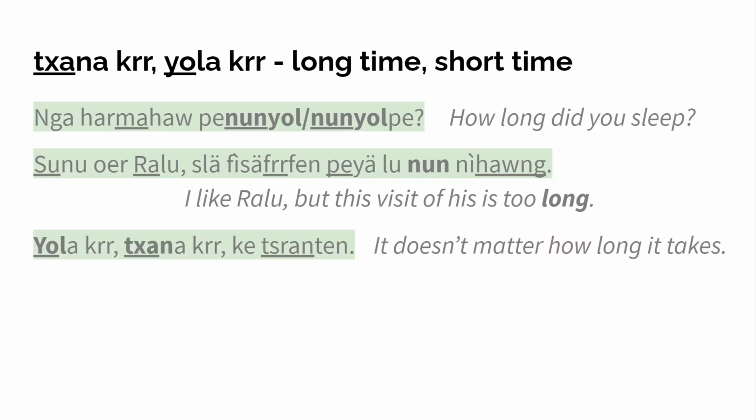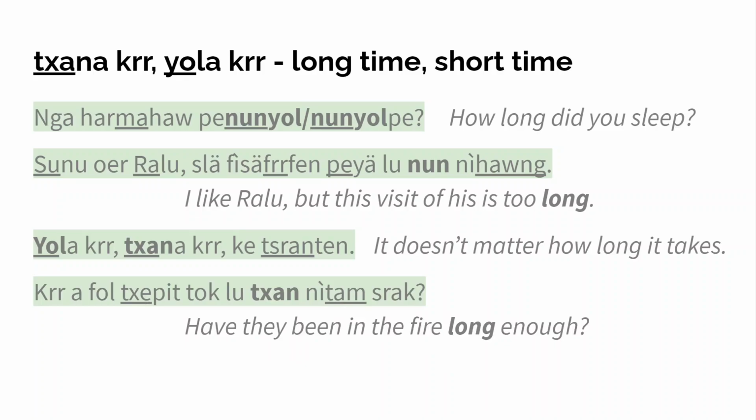Yola grr, t'ana grr, geht's. It doesn't matter how long a time. Literally, short time, long time, doesn't matter. Grr afot epitok lut an ne damsrag. Have they been in the fire long enough? So literally, the time which they have been in the fire is long enough. So here we see again an example of how an is used in combination with grr.